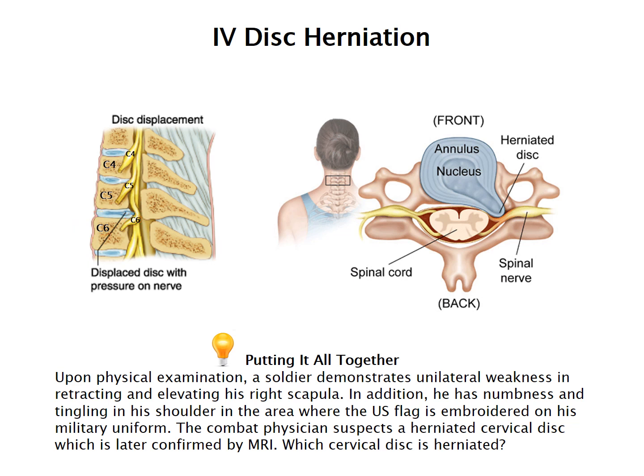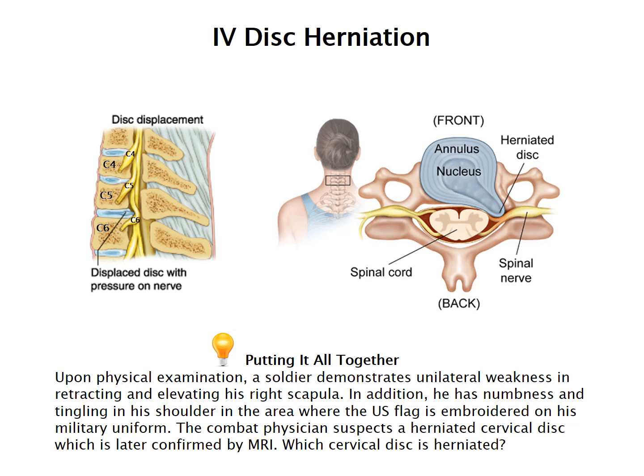To reinforce these concepts, let's take a look at a case. Upon physical examination, a soldier demonstrates unilateral weakness in retracting and elevating his right scapula. In addition, he has numbness and tingling in his shoulder in the area where the U.S. flag is embroidered on his military uniform. The combat physician suspects a herniated cervical disc, which is later confirmed by MRI. Which cervical disc is herniated?